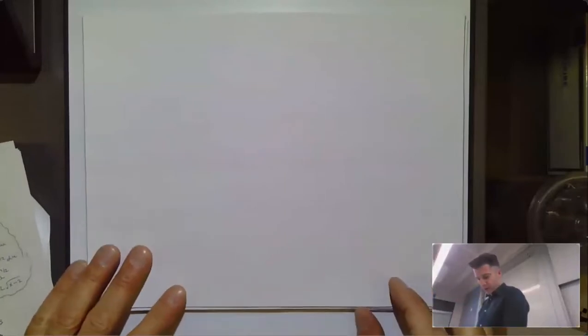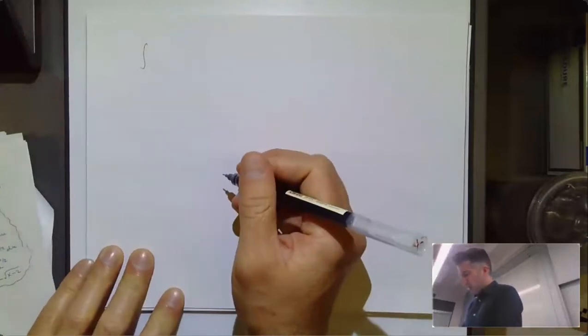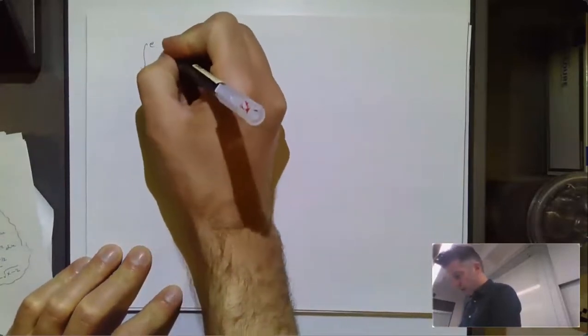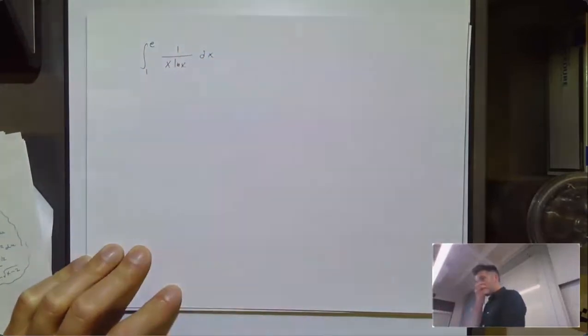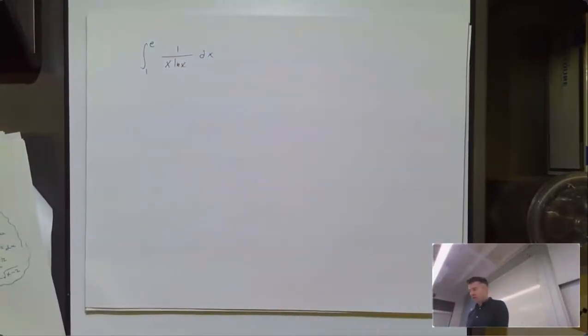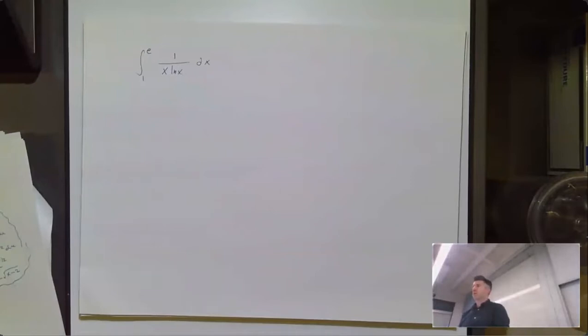I can make this one really extra terrible, but I'm not going to. Let's look at the integral from 1 to e of 1 over x natural log of x. If you look at this one, you might think to yourself, James, this isn't undefined anywhere, right? We're totally good, but we're not.